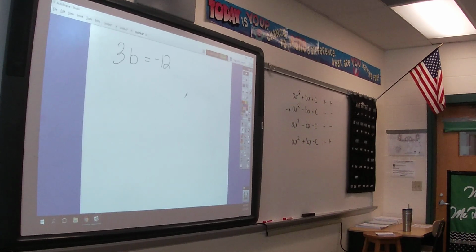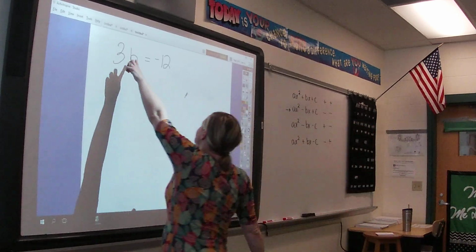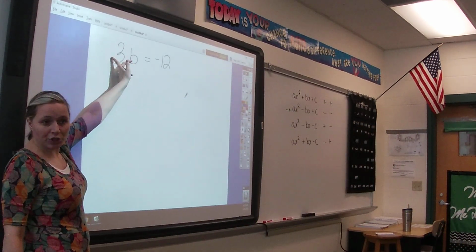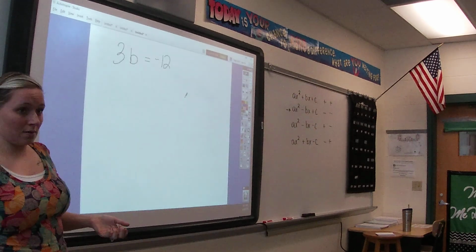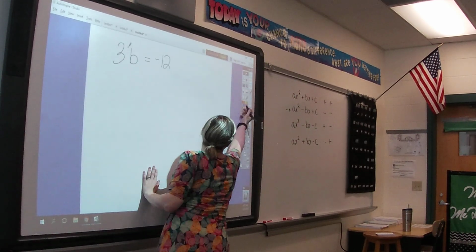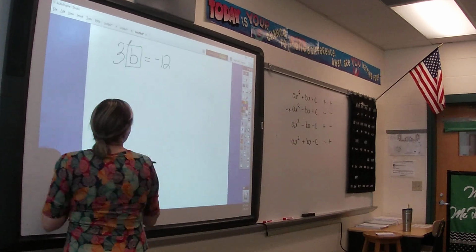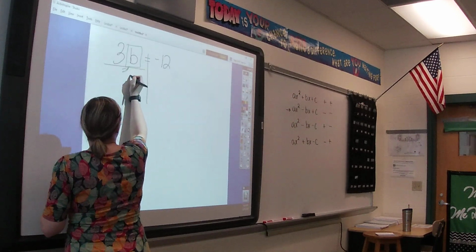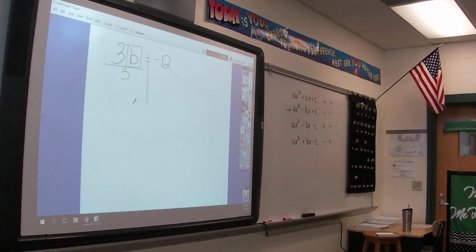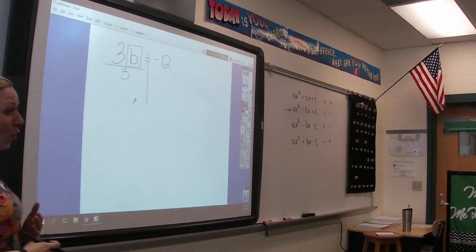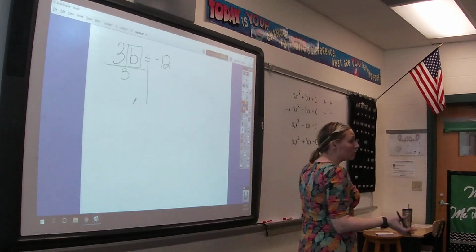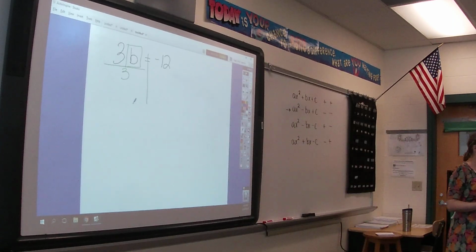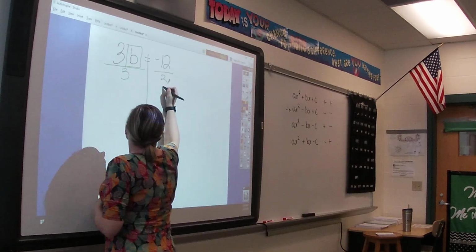What operation is holding that 3 to the b? What'd you say, Ellie? Right? So when we don't see a sign here at all, no operation means multiplication. So if we want to get the b by itself, we're going to undo multiplication with division. Division at this point in life, we pretty much always write as a fraction bar, but I would not count you wrong if you wrote a different type of division sign. We're going to do that on both sides.